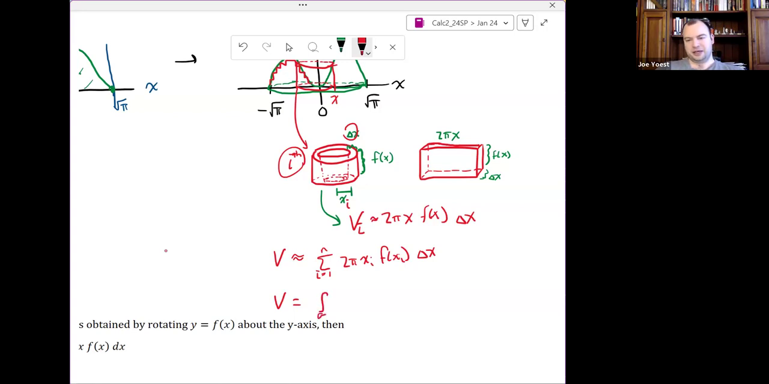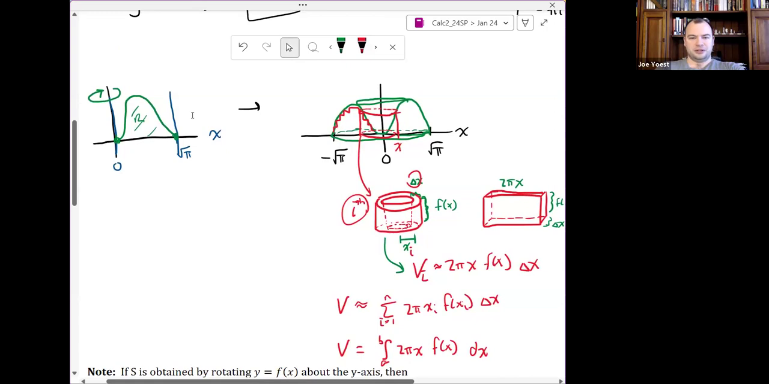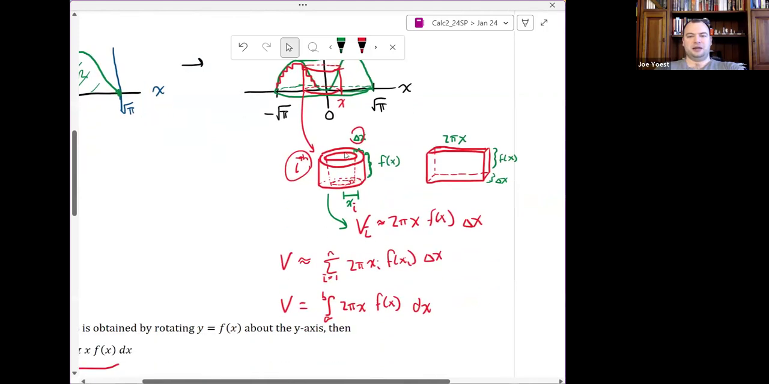Our volume then is the integral from a to b of 2 pi x f of x, and then delta x becomes the infinitesimal dx. And we see that that is our formula down here, derived pretty much from first principles. This is the idea of the shell method. And again, even when this formula applies, I like to draw out the region, what axis we're going around, draw out the picture, and maybe even draw out a sample cylindrical shell, just to make sure I've got everything right.